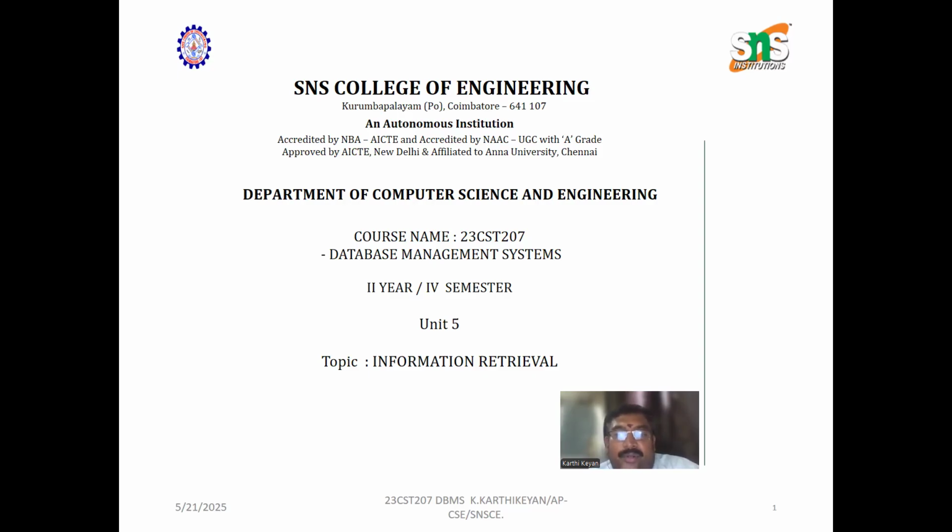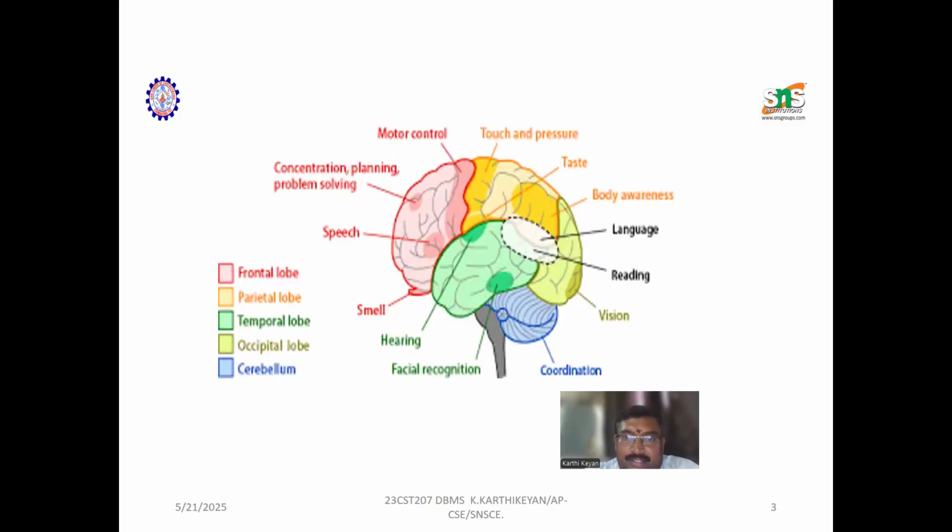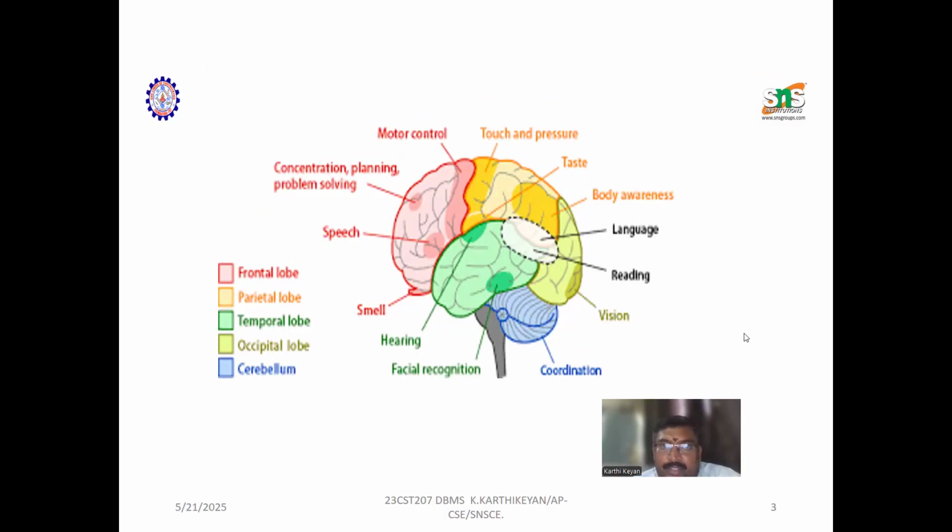What is information retrieval? Do you know anything about it? For example, think about the human brain. Let me show one representation of a picture. So this is a brain. Starting from the frontal lobe, parietal lobe, temporal lobe, and occipital lobe, and cerebellum.